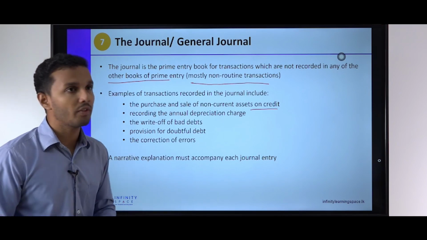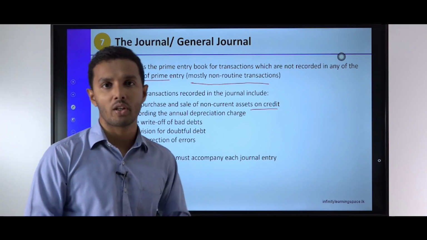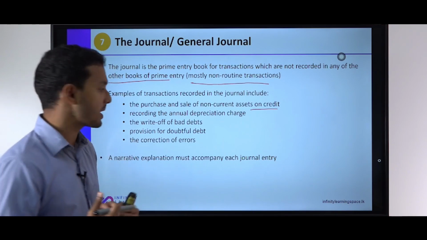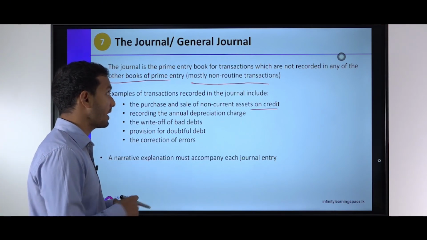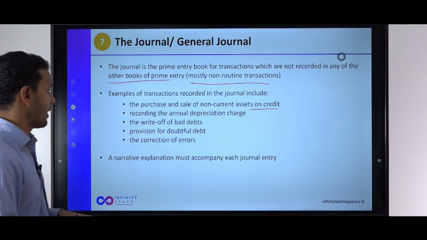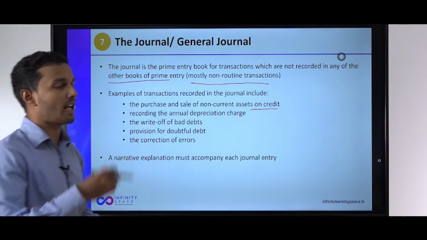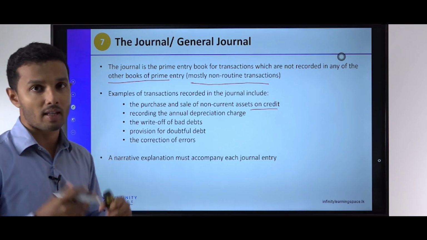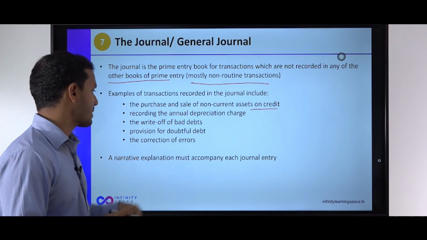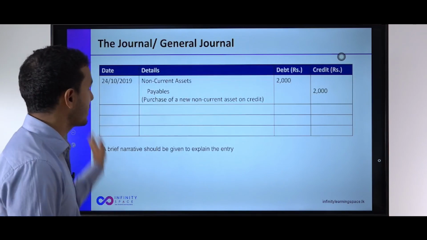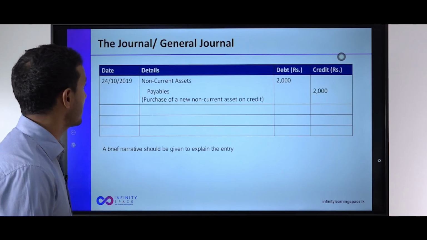Then if we find out that we have made some mistakes when recording transactions, we will have to pass a double entry to correct those mistakes. That will also be recorded in the journal. Right, so now don't worry about this. We will learn each of these transactions in detail as we progress through this subject. A narrative explanation must accompany each journal entry. What does that mean? Now this is the format of the general journal.